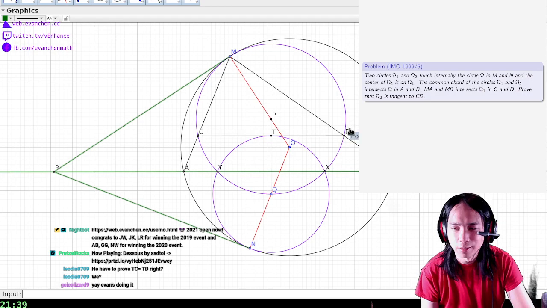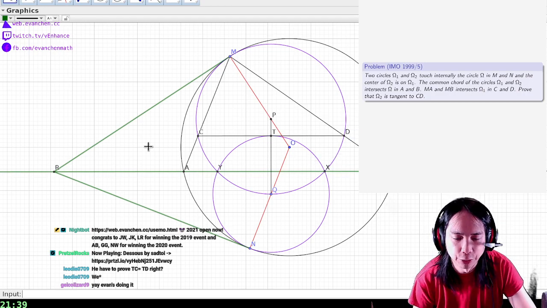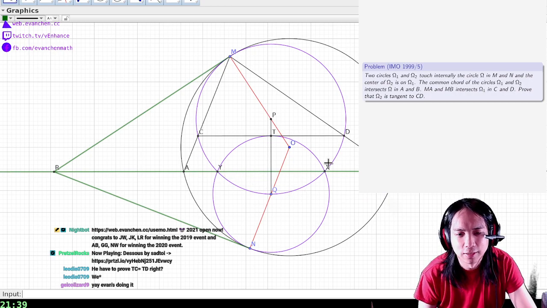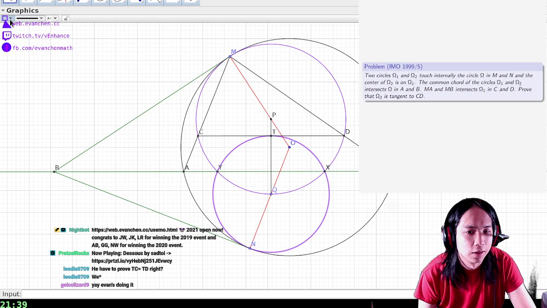Yeah, so I think basically the way to think about it is Q is the circumcenter of Y, X, N, and we want to show T is also on the circle. This is really awkward.